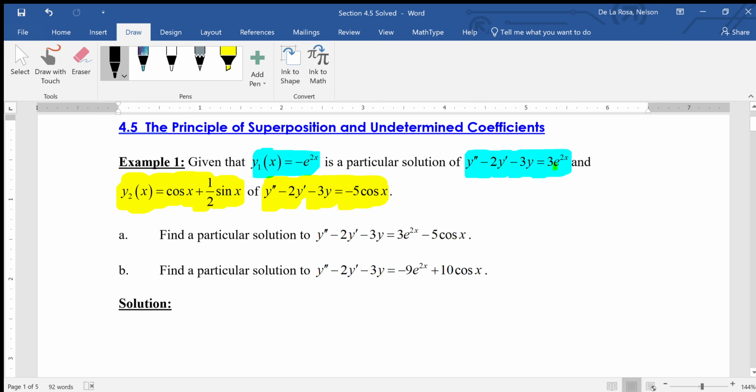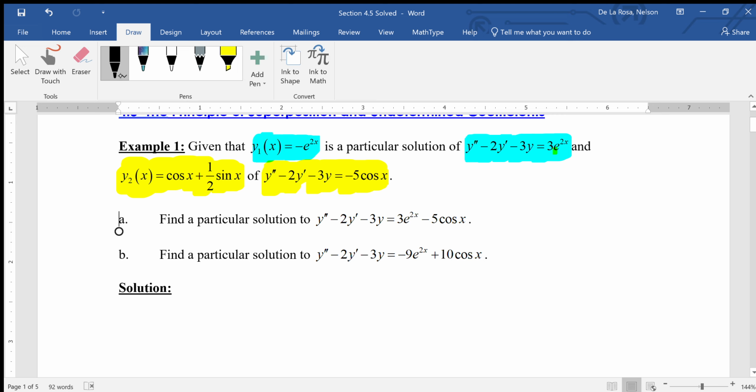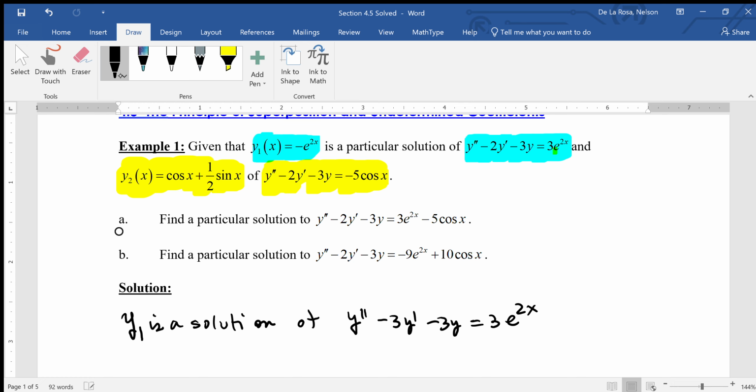So we're given the problem that y1 is a solution of y double prime minus 3y prime minus 3y equals 3 e to 2x.